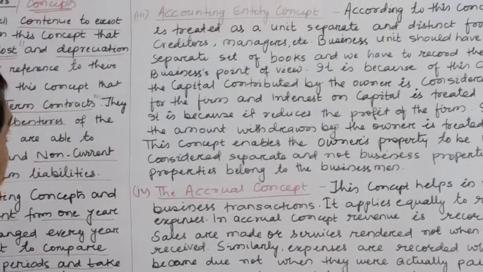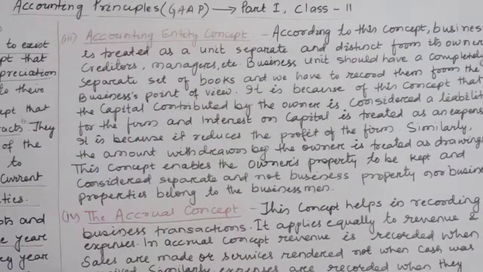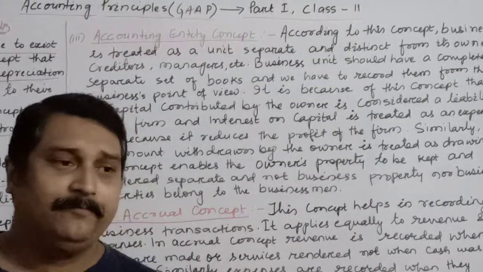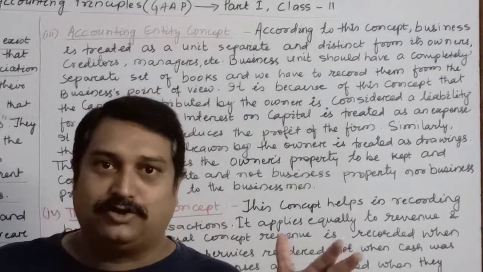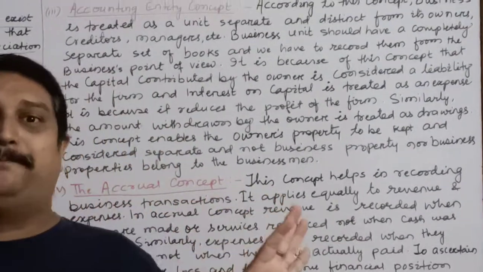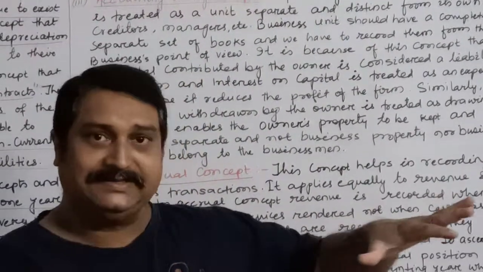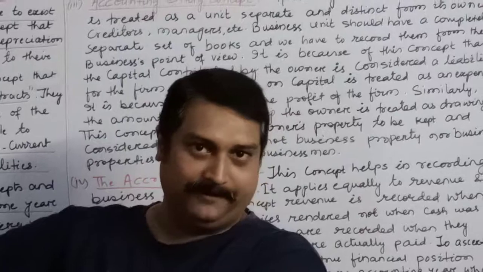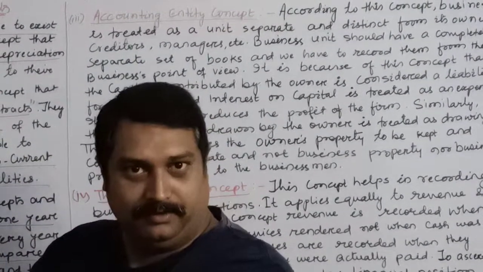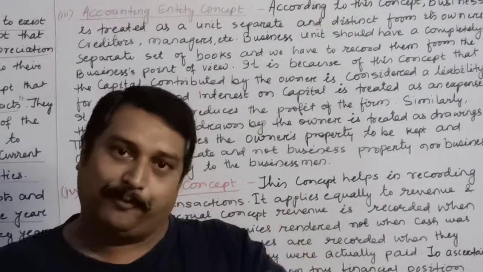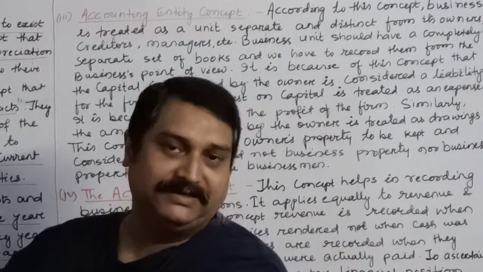Now, the third accounting concept is the accounting entity concept. Children, business and businessmen are considered 2 separate entities. Both of them are separate. Business is separate, businessman is separate. The properties of the businessman are his, they are not of the business. And the properties of the business are of the business, they are not of the businessman.